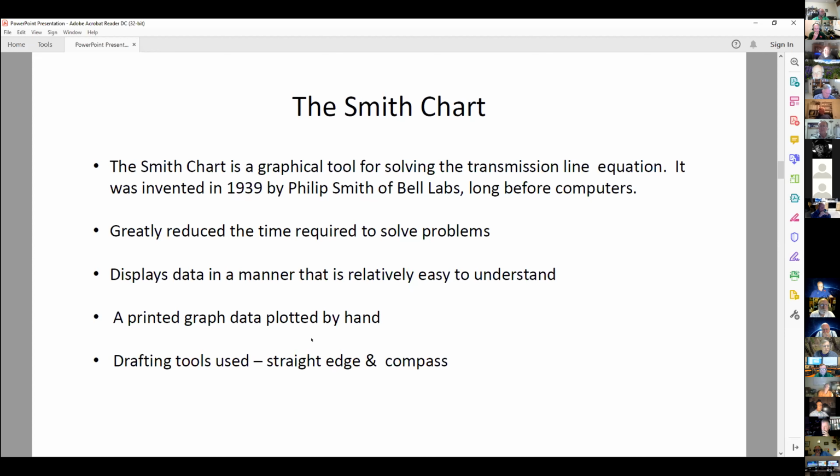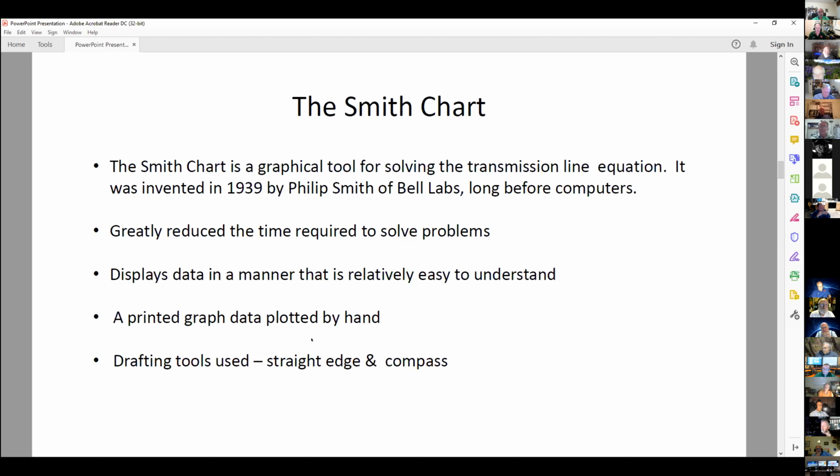So the Smith chart is designed in such a way that it displays the data in a relatively meaningful way. You can do the calculations by just drawing lines on the graph. However, you do have to plot it. The graph is a plotted sheet of paper. So you have to plot the data on the graph, and you have to use drafting tools in order to basically measure and do the movement of the data on the graph.